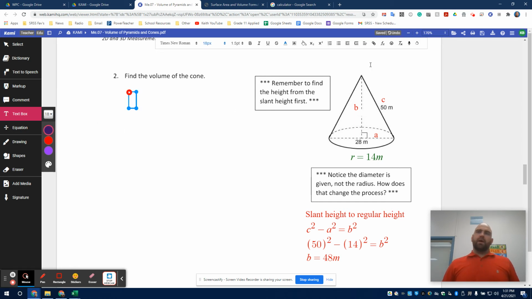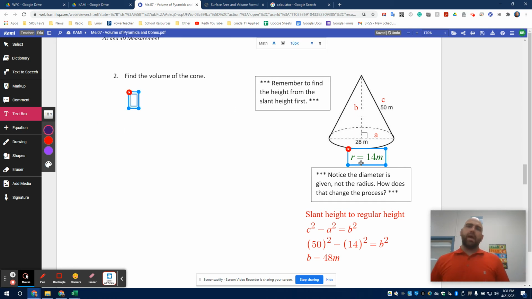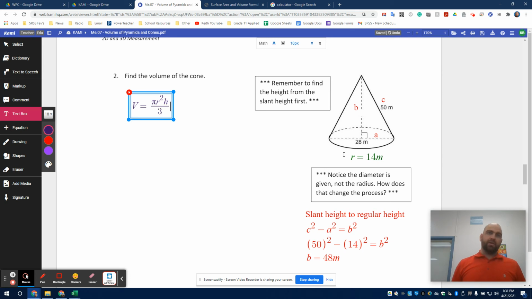All right, then now we can find volume. We know the radius and we know the height, so we can find the volume. Volume is equal to pi r squared times height divided by 3. So plug in our numbers that we know now. Volume is equal to pi, our radius is 14 meters squared, our height is 48 meters, and we're going to divide that all by 3.